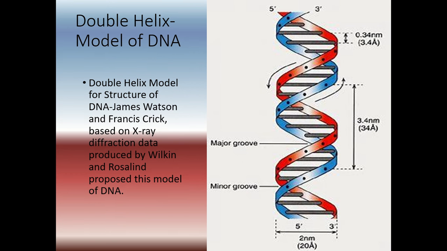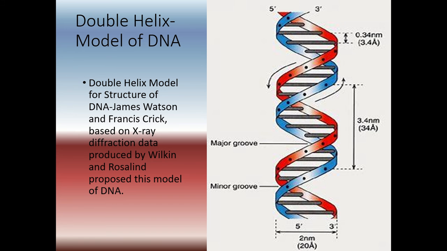Now we have the double helical model of DNA. The double helix model for structure of DNA was given by Watson and Crick. That was based on X-ray diffraction data produced by Wilkins and Rosalind Franklin. So this is the structure of DNA you are seeing here. We have two anti-parallel strands.